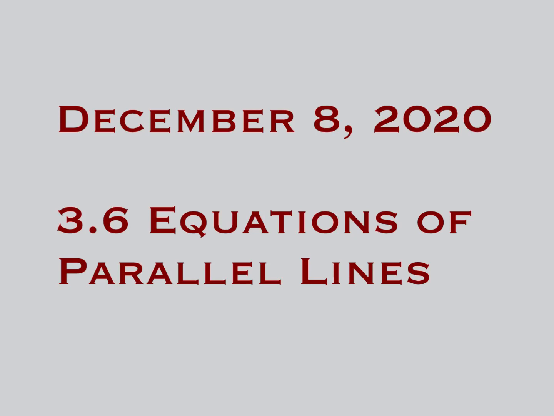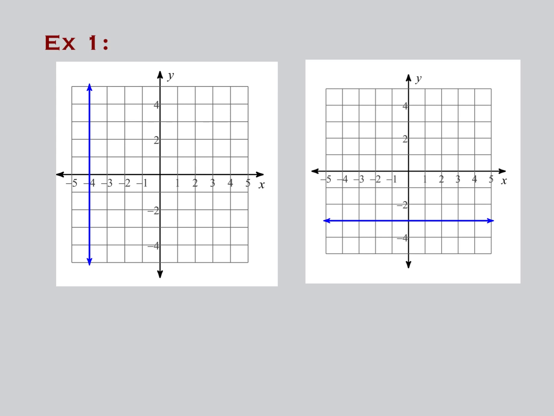Today's December 8th, 3.6 equations of parallel lines. So it'll be just a little bit different from yesterday, but pretty much the same thing. So draw these two out. All right. So let's look at this. The one on the left, what kind of slope is that? Undefined. Good. So if it's straight up and down, it's always undefined.